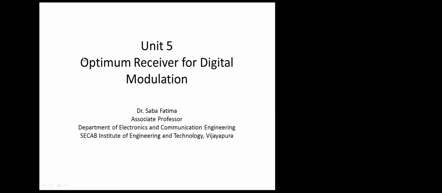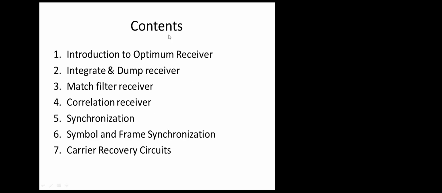So unit 5, your unit title is optimum receiver for digital modulation. The contents which you are going to look into are the introduction to optimum receiver, integrate and dump receiver, matched filter receiver, correlation receiver, and then synchronization, symbol and frame synchronization, and carrier recovery circuits. So students, in today's session, we will be dealing with these 4 topics.